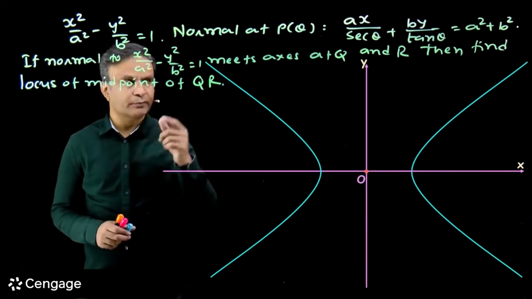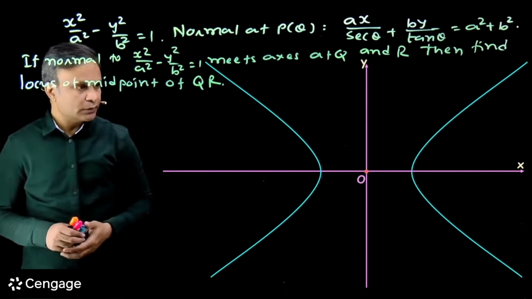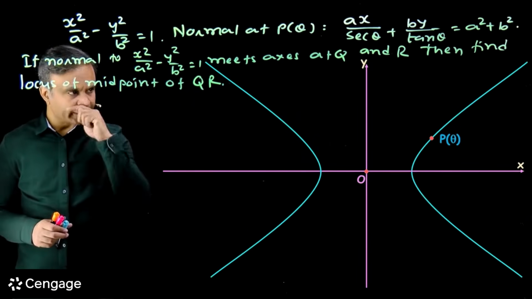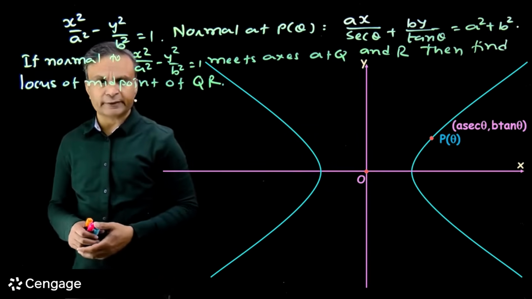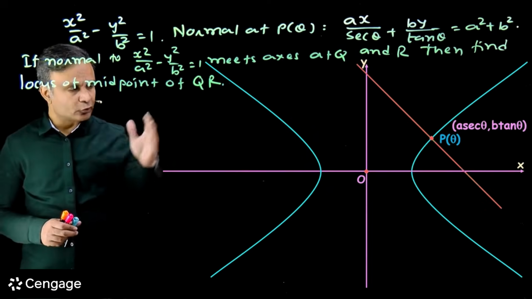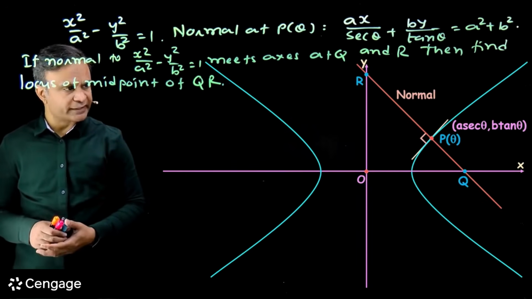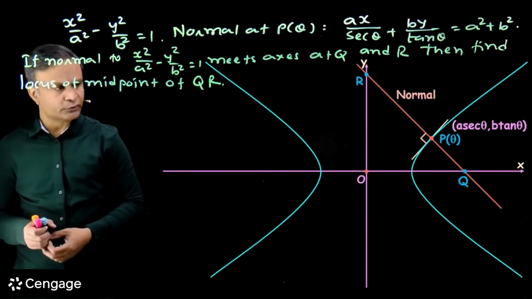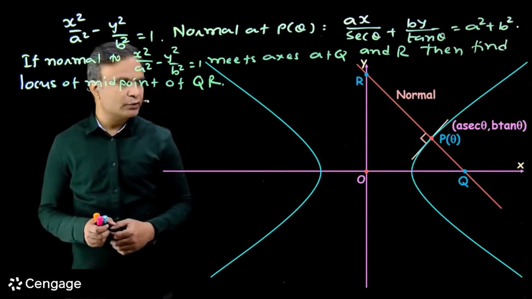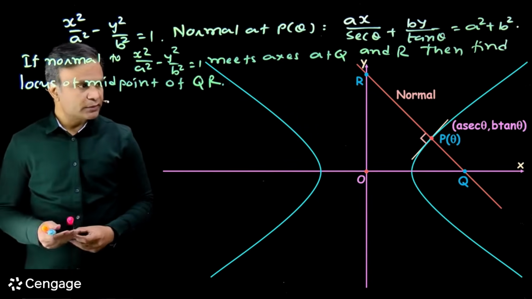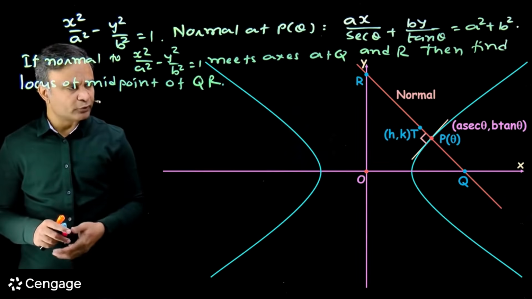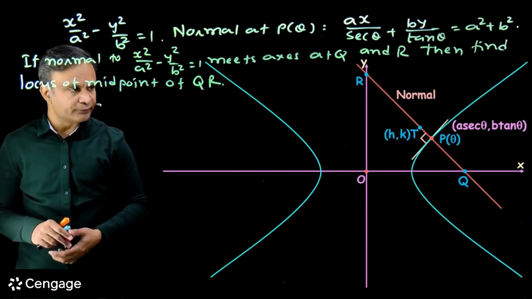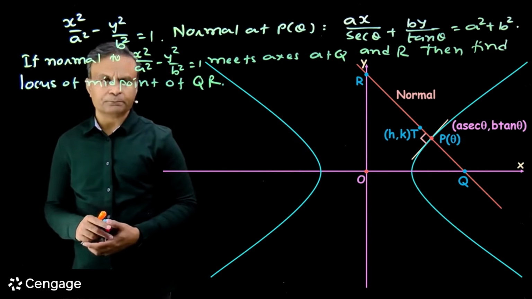We have a graph of hyperbola. We have point P theta on hyperbola having coordinates a secant theta, b tan theta. We draw normal to hyperbola at point P, which meets axis at Q and R. Q is on transverse axis, R is on conjugate axis. Then we have to find locus of midpoint of QR. Suppose midpoint of QR is point T having coordinates h comma k.